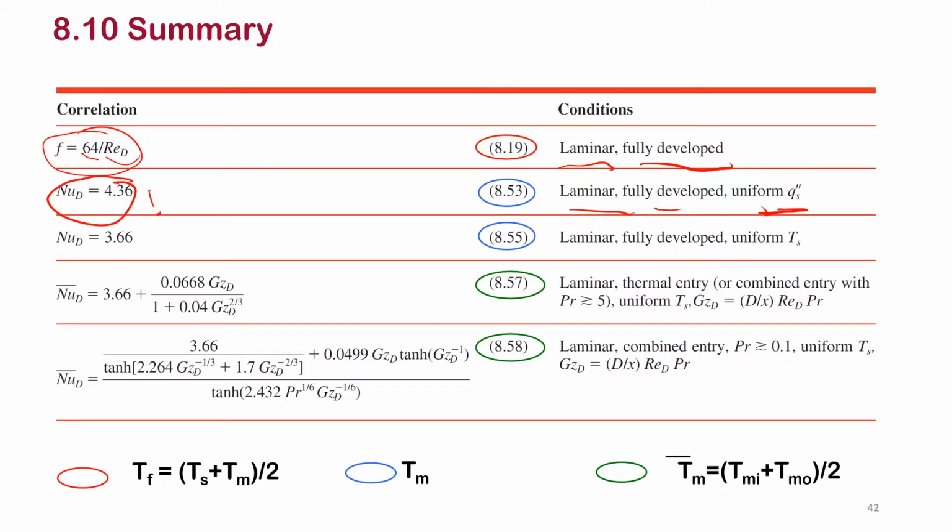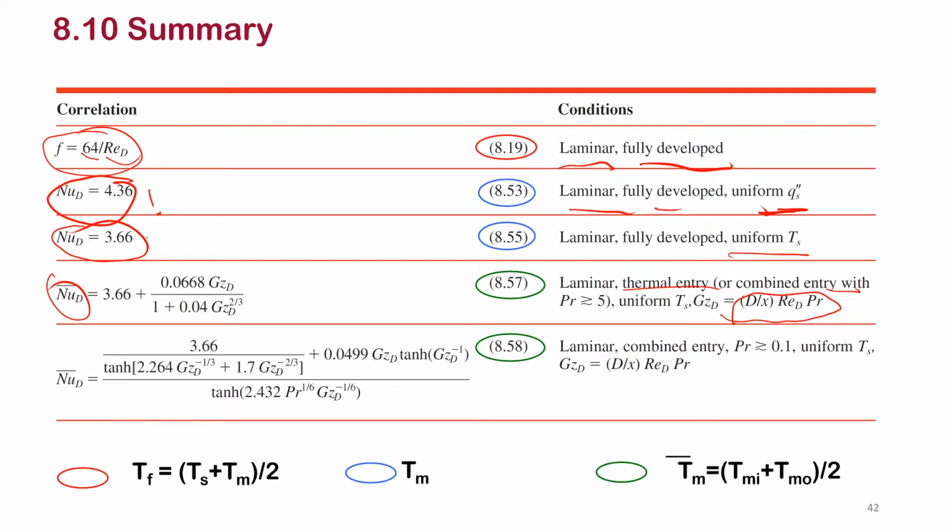So that means average Nusselt number is also constant. And if you have a uniform surface temperature, the Nusselt number is this. So if you have the thermal entry or a combined entry, you calculate the Graetz number. From the Graetz number, you calculate the average Nusselt number for the laminar flow.